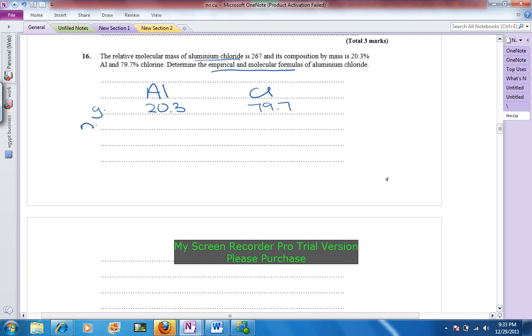Then you want to find the number of moles, so you divide by the molar mass, which is 26.98 for aluminum. This is a paper two question, thank God, so you can use a calculator. You get 0.7524. Here you divide by 35.45, the molar mass of chlorine, and you get 2.2482. These are not nice numbers. You want whole numbers, so you divide everything by the smallest number you have, which is 0.7524.